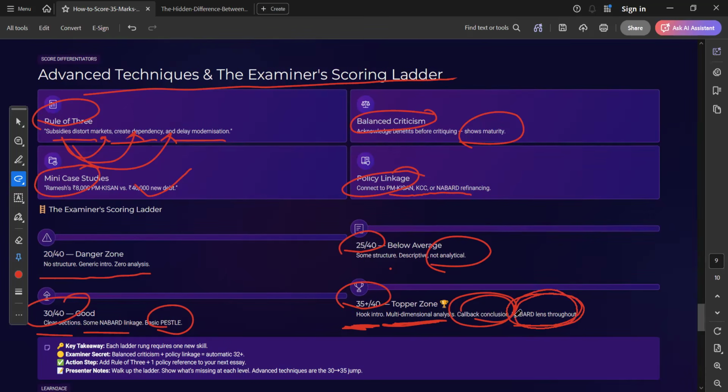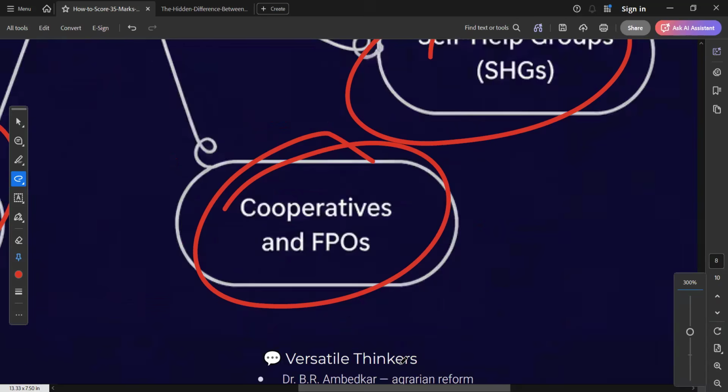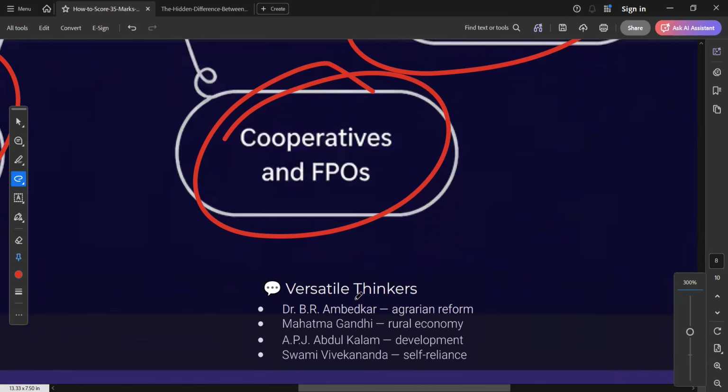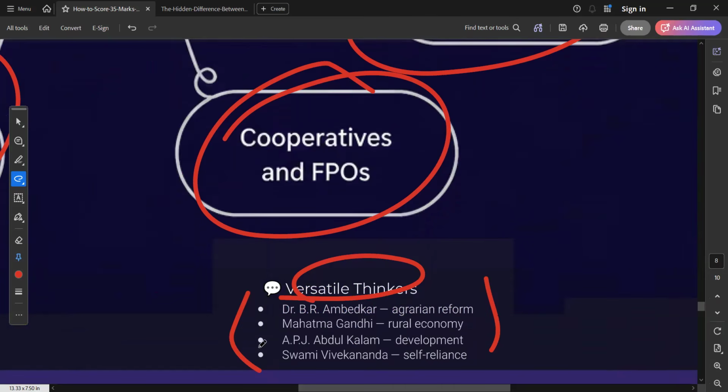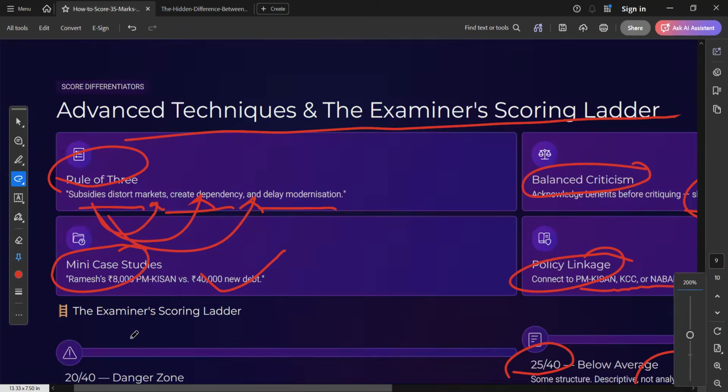And for this NABARD lens, that's why I gave you these points over here. These will help you put in the NABARD perspective. There are certain thinkers you can always use. This is just one example of thinkers that you can use, but you can go about searching different topics of agriculture, or you can also go through the PYQ essays, generate a quote repository, revise that and use it everywhere.